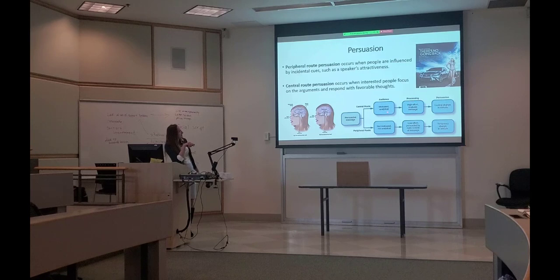And then there's the peripheral route, where people are influenced by incidental cues, let's say, by the speaker's attractiveness. Those peripheral route tactics don't stick as much. Okay, so it's harder to get through to somebody with central route persuasion, but it would lead to a more lasting change in their behavior. Okay? Peripheral route persuasion is less sticky.